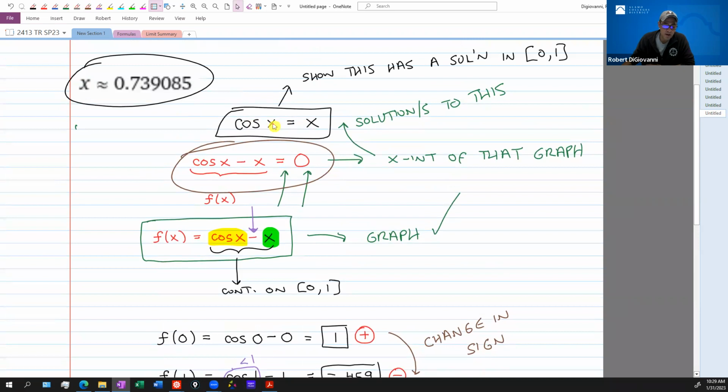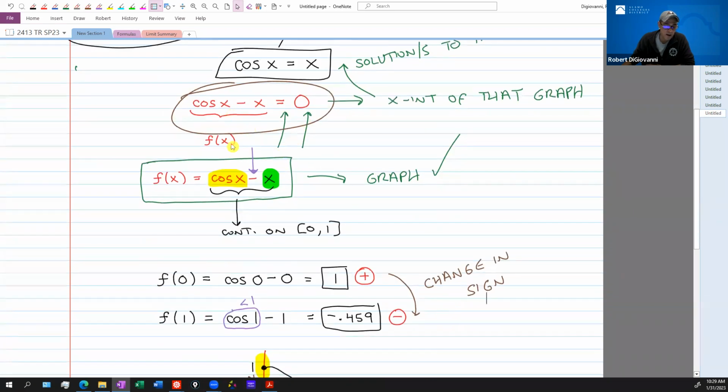We started with an equation we couldn't solve. We moved everything over, set it equal to 0, and called the left side f. So now we have a function. When we think about it this way, this function has a graph. Anywhere it hits the x-axis would be where it's equal to 0, so those x-intercepts would correspond to the solutions to this equation.